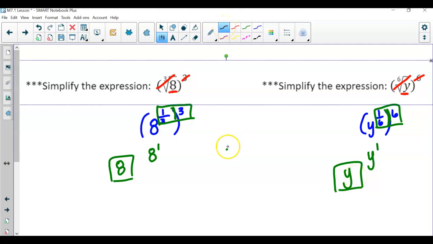So for example, if I have the fifth root of 2 but being raised to the fifth power, what happens? The fifth root and the fifth power are inverses, so you're left with a final answer of 2.